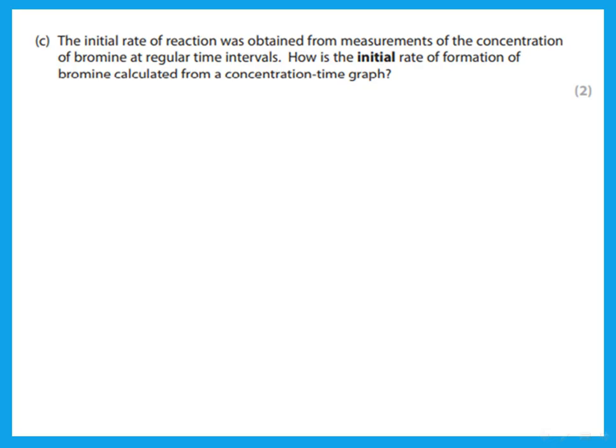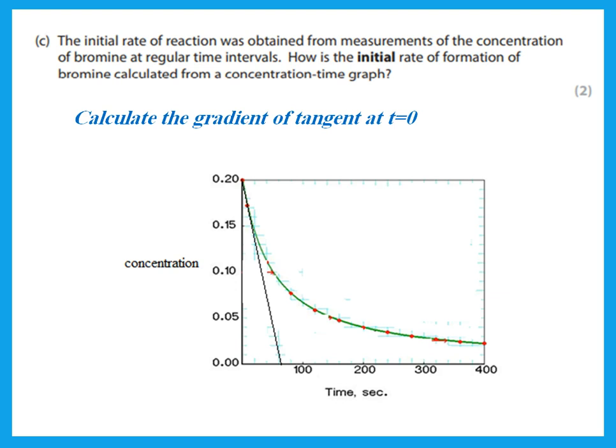The initial rate of reaction was obtained from measurements of the concentration of bromine at regular time intervals. How is the initial rate of formation of bromine calculated from a concentration time graph? Now remember, if we have a concentration time graph, to get the initial rate, we draw a tangent at t equals 0, and we calculate the gradient of the tangent at t equals 0.